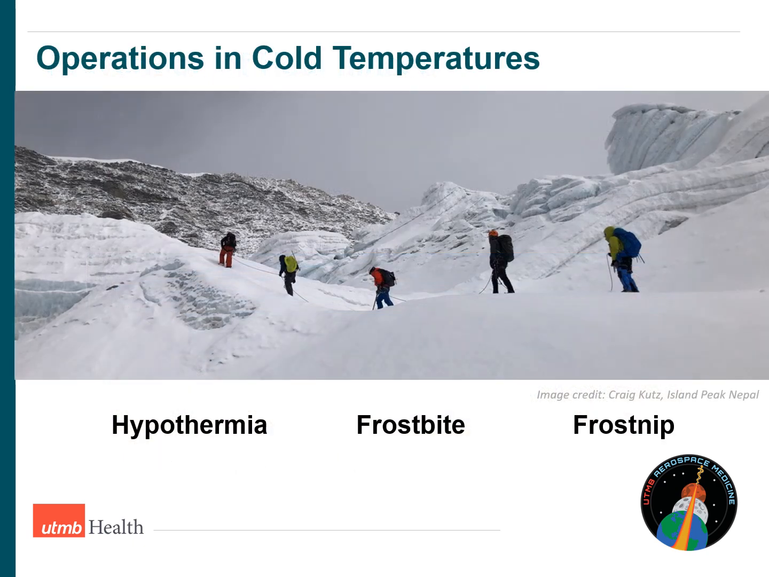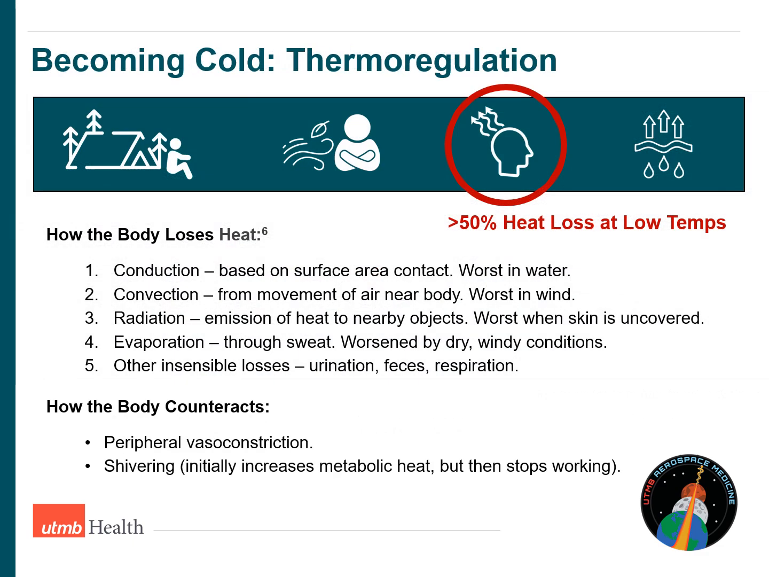Regarding operations in cold temperatures, we will next discuss hypothermia, frostbite, and frost nip. The body loses heat through conduction, convection, radiation, evaporation, and insensible losses. Listed here are the various types of heat loss.